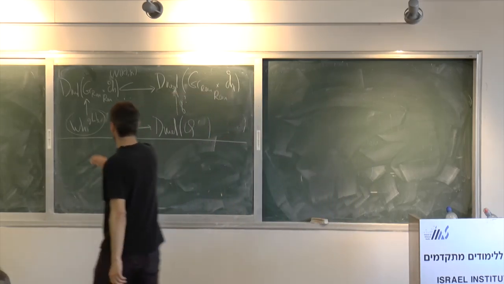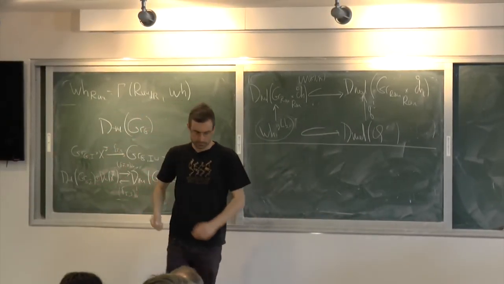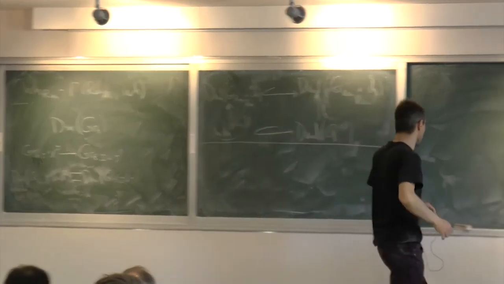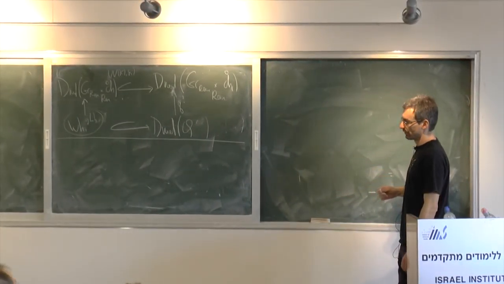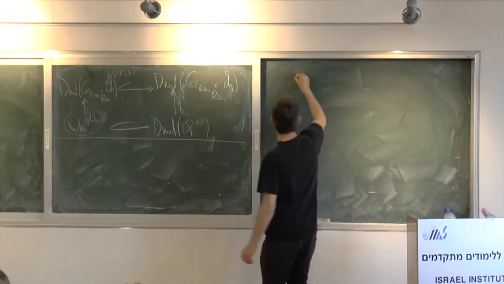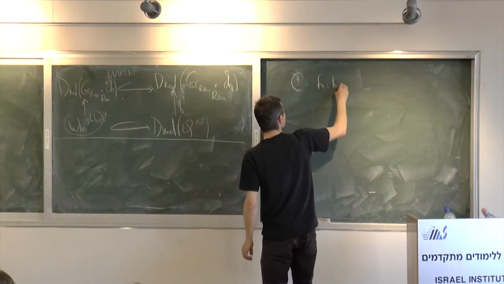Yeah, absolutely. This will fully faithfully embed into this. Let me just go there. So this unitality structure is explained in notes for Sam's talk on the third day. So let C be a factorization category.